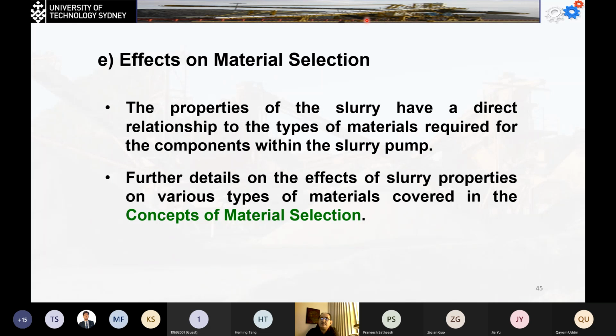Now, effects on the material selection: the property of the slurry, of course, is going to have a direct relationship to the type of material we're going to use for the components within the slurry pump. If I use the pump with an unsuitable material, then it's going to be out of service within a few months. So I need to select the pump after studying all the characteristics of this material and its possible and potential effects on the material of the pump I'm going to select.